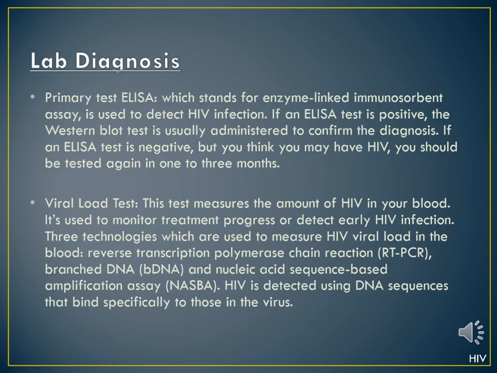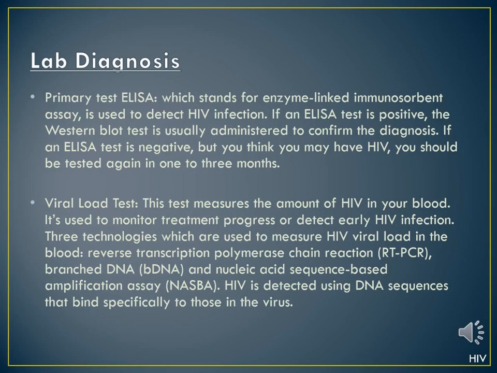If an ELISA test is negative, but you think you may have HIV, you should be tested again in another 1 to 3 months, because the HIV takes time to actually produce its symptoms. The next one is the viral load test. This test measures the amount of HIV in your blood. It's used to monitor treatment progress or detect early HIV infection.